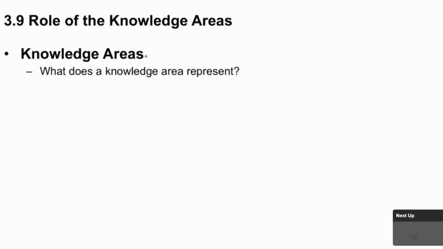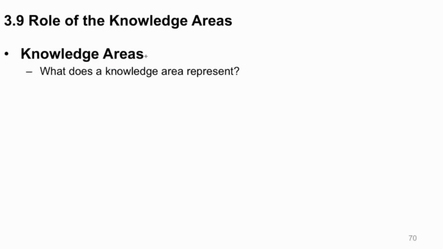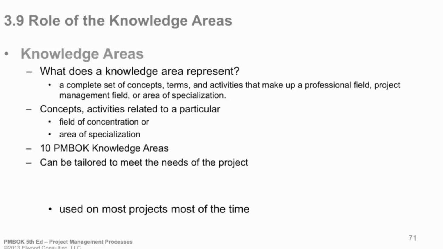Now here's our knowledge areas, and we're going to talk about these in just a minute. Okay, let's talk about the knowledge areas now. There's 10 of them, and what do they represent? Well, a knowledge area, and this is again a PMBOK definition, is a set of concepts, terms, or activities that make up a professional field, project management field, or more specifically in our case, an area of specialization within project management, like scope management, time management, quality management, etc. for 9 of the 10, integration being the 10th. Concepts and activities related to a particular field of concentration or area of specialization.